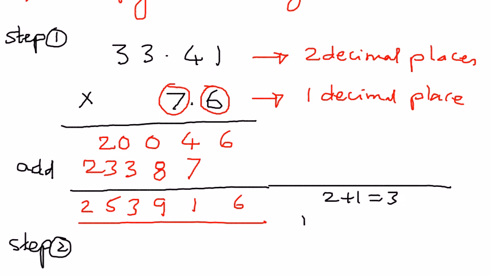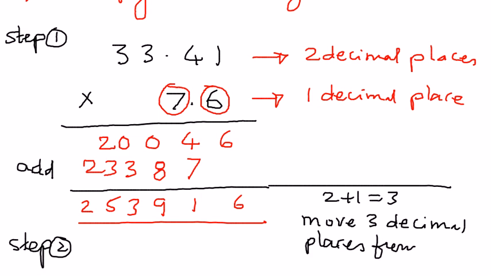So I'll write here, move 3 decimal places from the right, from 6. So 3 places would be 1, 2, 3. So we're going to place the decimal point right before the 9 or right after the 3. So it means exactly the same thing.